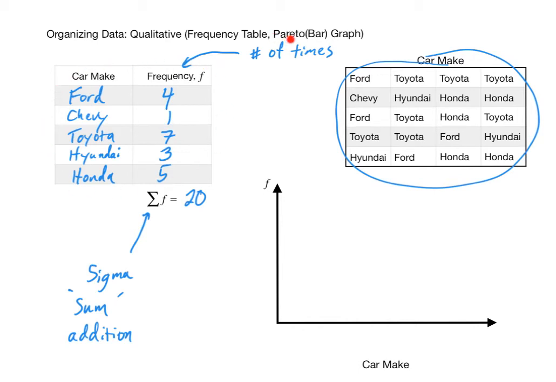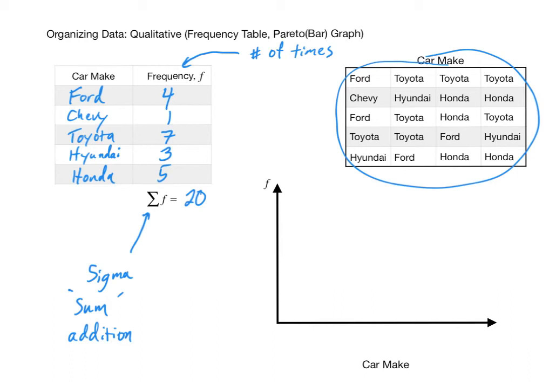We also want to be able to create a Pareto bar graph for qualitative data. And I've started here. You've got your horizontal axis and your vertical axis here. Your vertical axis is always going to be the frequency, your frequency f. On your horizontal axis, we're going to have the car make. Right? In this case, car make will be whatever your qualitative variable is. And when we put in this information, we always want to have the bars going from tallest to lowest.